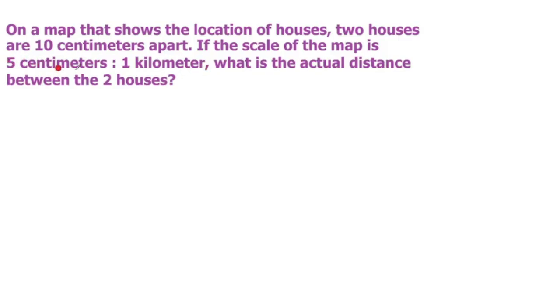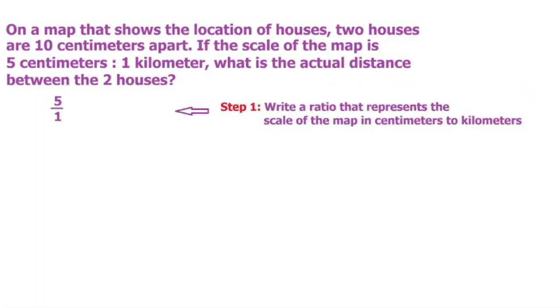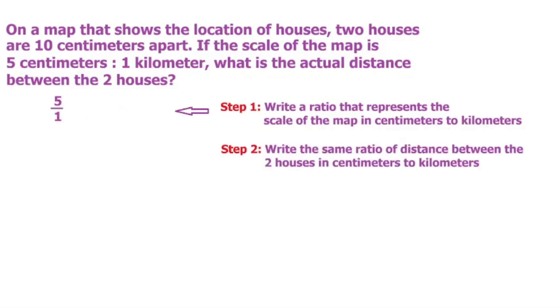And you'll find that legend, something similar, on maps when you're looking at them. And it helps you figure out what the real distance is of objects on the map. So now the first thing we do is we write a ratio that represents the scale of the map in centimeters to kilometers. And it tells us here the legend is 5 centimeters to 1, so 5 to 1 or 5 over 1. And don't worry about the units for right now.